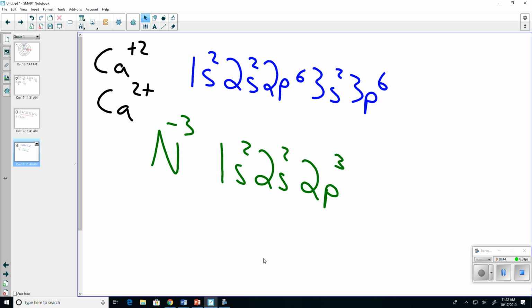However, if it's nitrogen with a -3 charge, that means it gained 3 electrons. So instead of ending in 2p3, I need to end in 2p6. When doing ions, positive or negative, it is sometimes helpful just to figure out what the neutral element would be, and then either take away electrons if it's a positive ion, or add electrons if it's a negative ion.